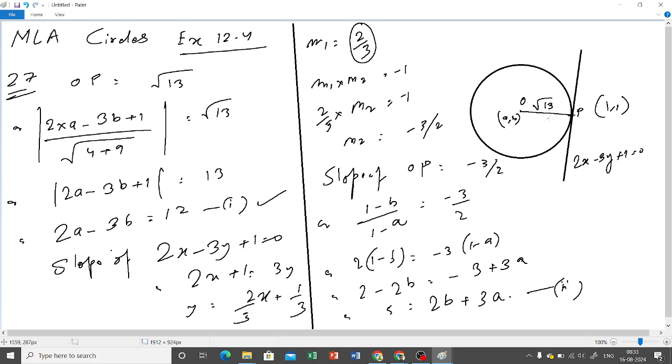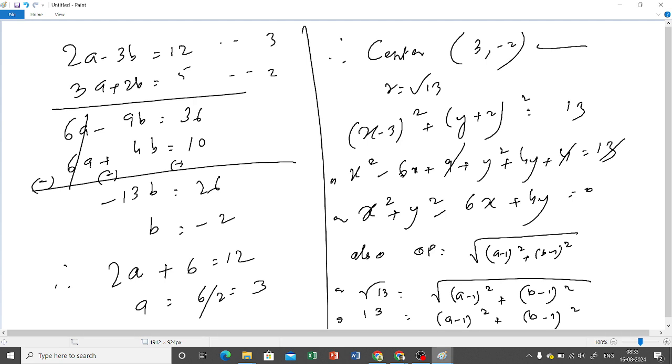Also, how can I represent the slope of OP? As y2 minus 5 by x2 minus x1. By doing that I got another equation, which is 2b plus 3a is equal to 5. Now just solve both of them. On solving both, I get the center as 3 comma minus 2, and therefore the radius is root 30. From this I get the equation (x minus h) whole square plus (y minus k) whole square is equal to r square, and we get this equation.